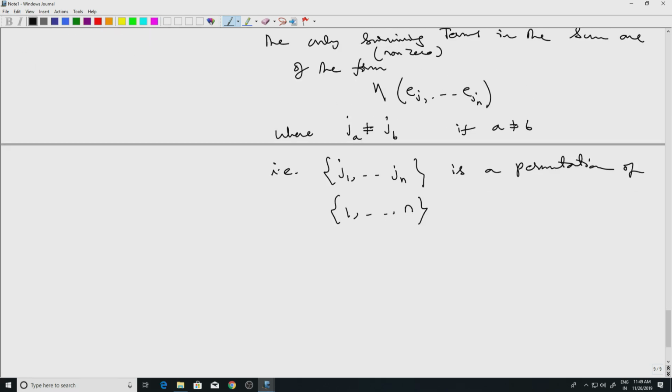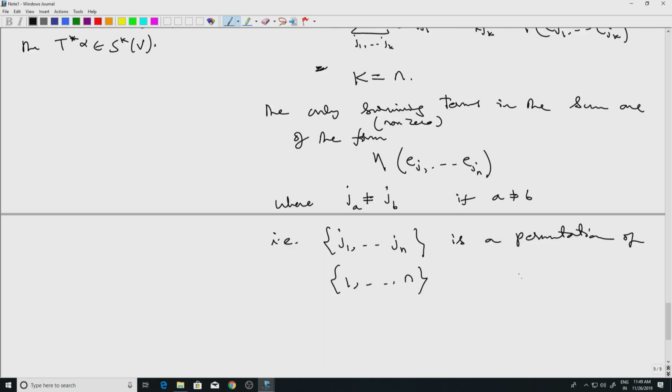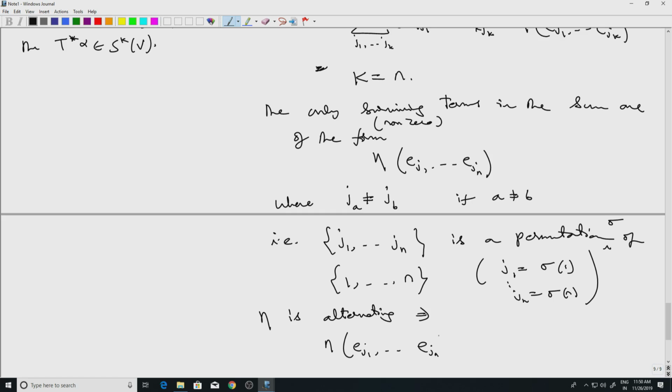Since we have assumed that eta is alternating, let's call the permutation sigma. When I say this is a permutation sigma, what I mean is j1 equals sigma(1), up to jn equals sigma(n). Since eta is alternating, as we have seen, eta of E_j1 up to E_jn will be just (-1) to the power sign of this permutation times eta acting on E1 up to En.